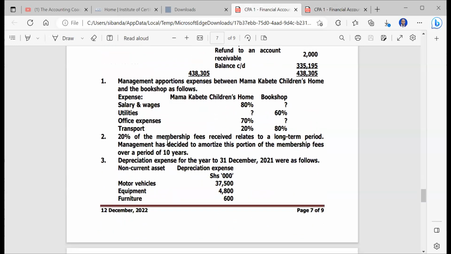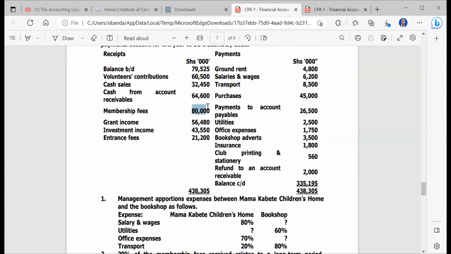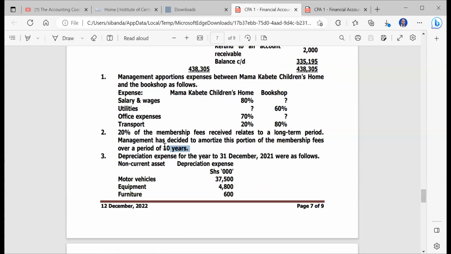And they have also given us that management has decided to amortize this portion of membership fees over a period of 10 years. So it means that you get the 20%, divide it by 10 years. Okay, I'm saying 20% of what you have, 80,000. 20% of 80,000 is, I think, 16,000. So the 16,000 is divided by 10 years. Now, when you divide by 10 years, means that you have 1,600 for every year. So it means that you're going to be recognizing 1,600 every year.